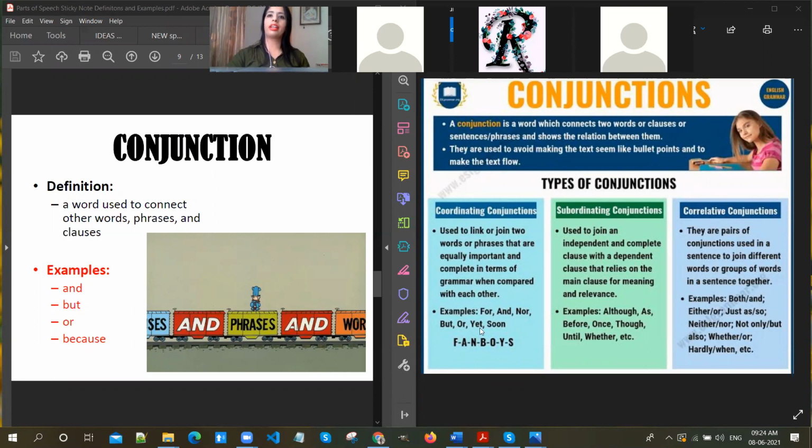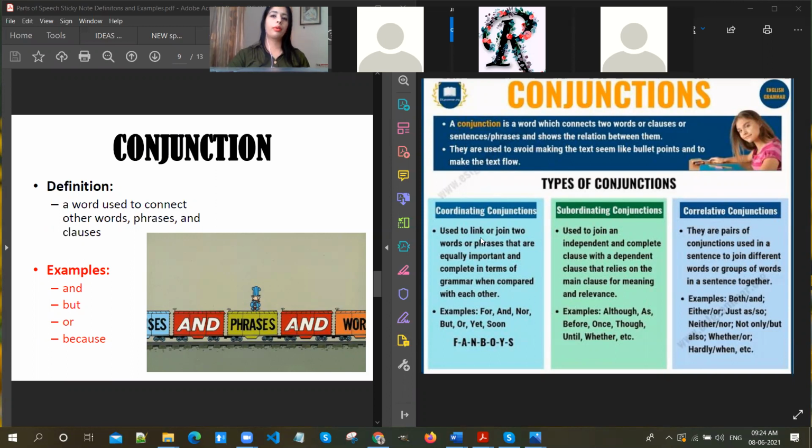So what are the examples of coordinating conjunctions? F for, A and, N nor, B but, O or, Y yet, S so. When you use any one of these 7 conjunctions to join 2 different sentences, right? That is known as a compound sentence. So these coordinating conjunctions help to make compound sentences.